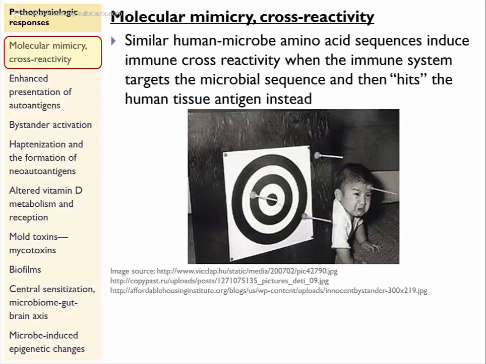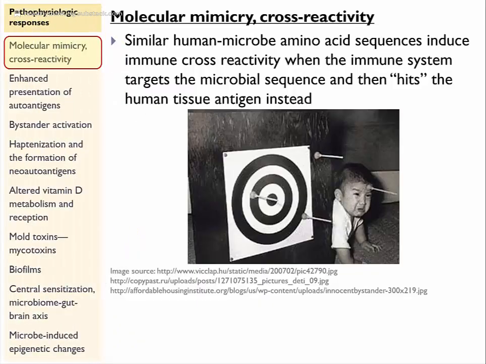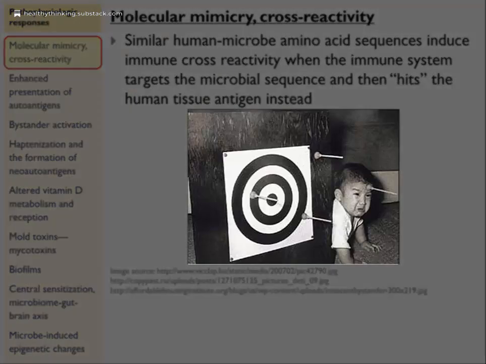same amino acid sequences. So, amino acid similarity or amino acid sequence homology is the physiologic and molecular basis for molecular mimicry, which is then the basis of immune cross-reactivity. So, as I state here, similar human and microbe amino acid sequences induce immune cross-reactivity when the immune system targets the microbial sequence and then hits the human tissue antigen instead. And you can see that beautifully exemplified in this photo. So, we could say here that the immune system is trying to hit this target, but some of these antibodies and the antigen-specific immune response actually ends up hitting the human instead.